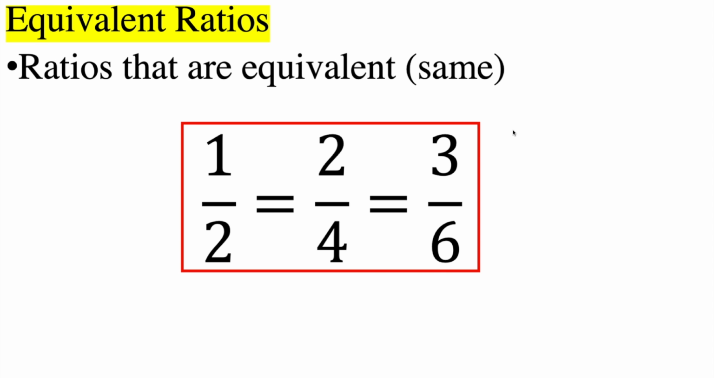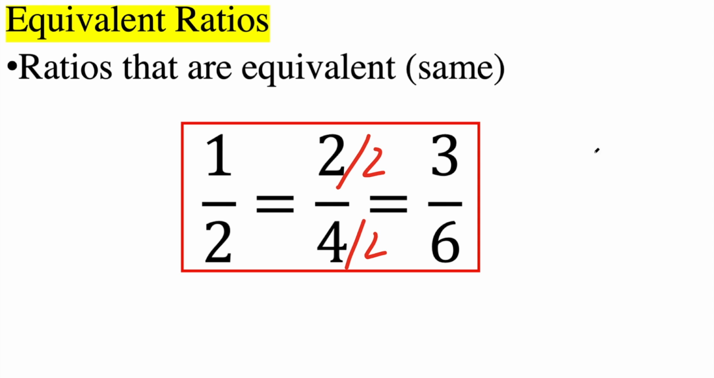Okay, in this video, we will go over equivalent ratios, and ratios that are equivalent mean they are the same. As an example, 1/2, 2/4, 3/6, they're equivalent. The way that we can prove that they are equivalent is if we divide this piece by 2, 2 divided by 2 is 1. If you divide this piece by 2, 4 divided by 2 is 2. They match. That's one way of showing it.